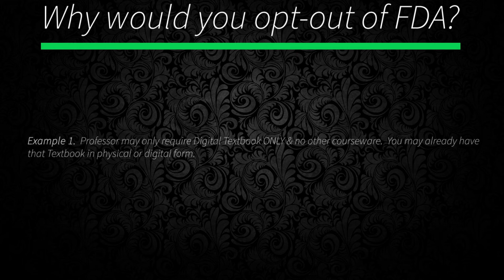Example number 1. Your professor may only require the actual digital textbook only with no other courseware components, and you may already have that textbook. This can be a physical textbook or a digital copy that you have access to. It's important to know and understand whether your professor uses FDA for homework submission before opting out of FDA. As explained in Section 4, it is also important to make sure that you are aware of the duration of your materials, as it is possible for your content to expire before your course is over.